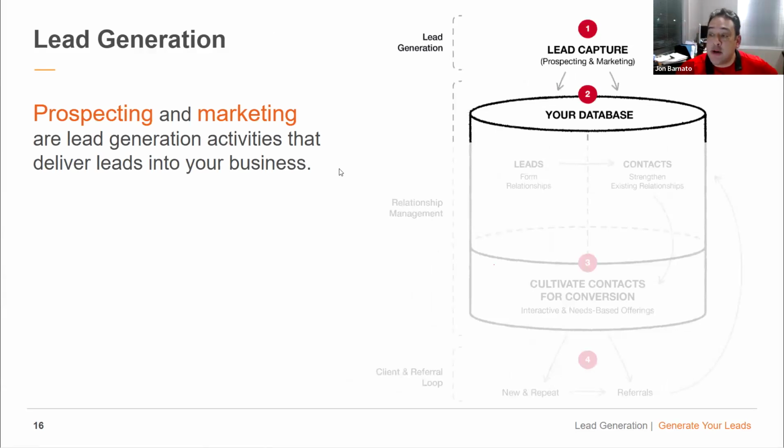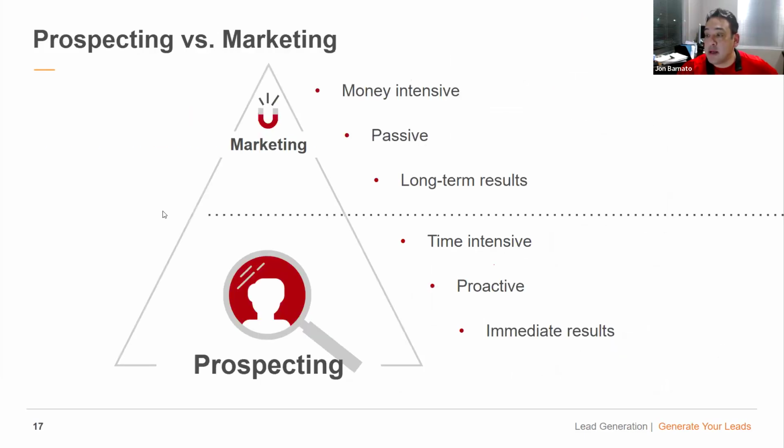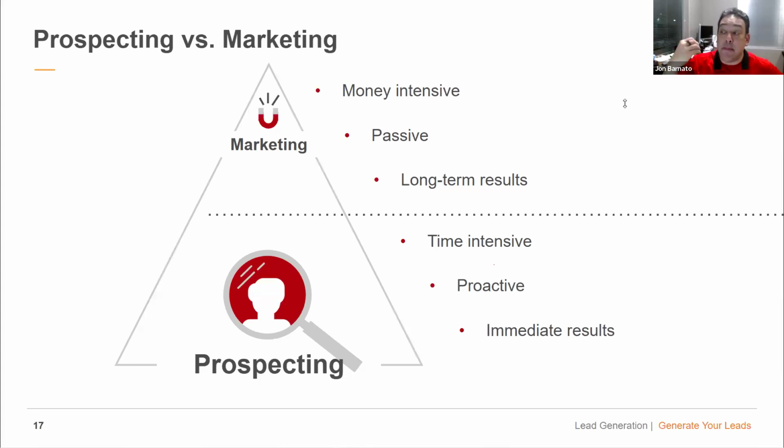Prospecting and marketing are lead gen activities that deliver your business. We talked about that a little bit. So let's move forward. I wanted to cover prospecting versus marketing. We talked a little bit, and I want to go a little bit more into this. This is a good definition. Marketing is money intensive, but a lot of agents like this because it's passive, meaning people come to you. Prospecting is you go find people.